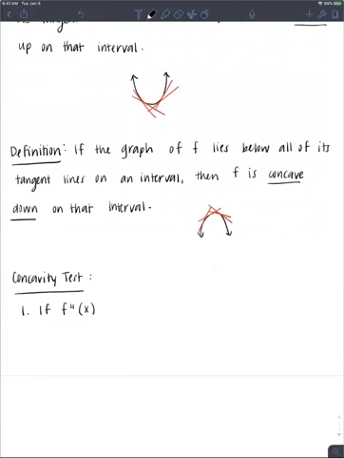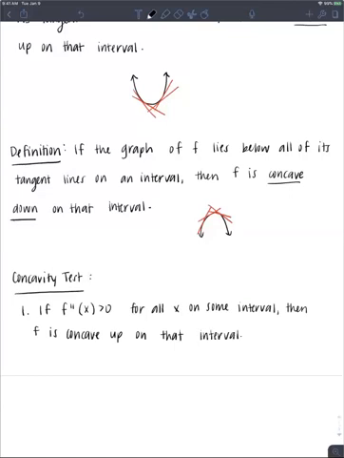So the first part of the concavity test is that if your second derivative is greater than 0 for all x on some interval, then f is concave up on that interval. And we're going to draw a picture at the end of this that shows you how f, f prime, and f double prime connect to each other.